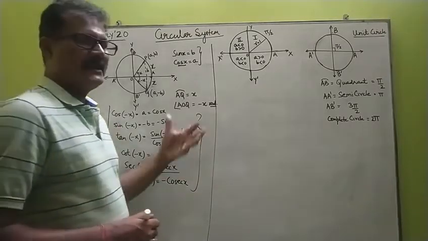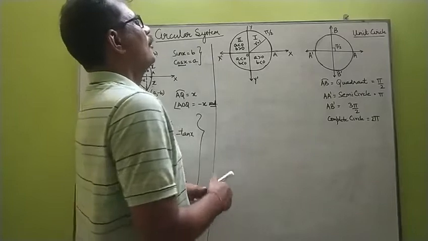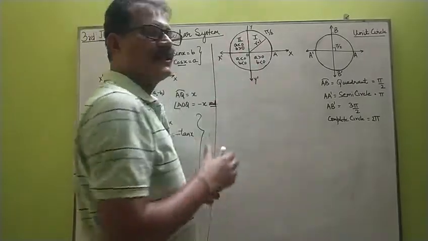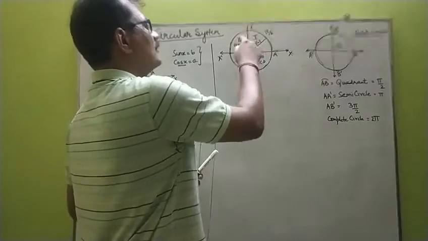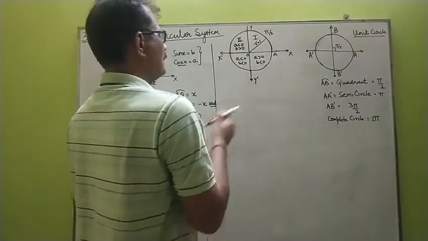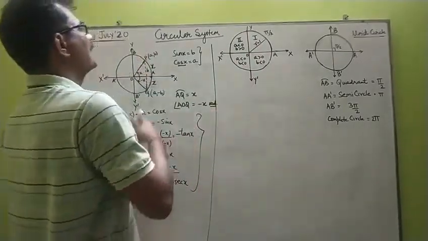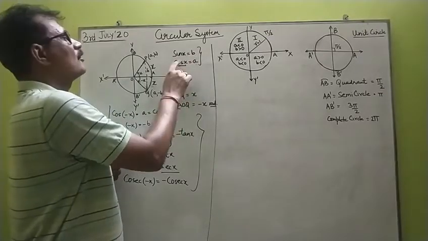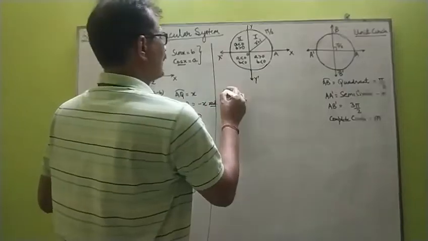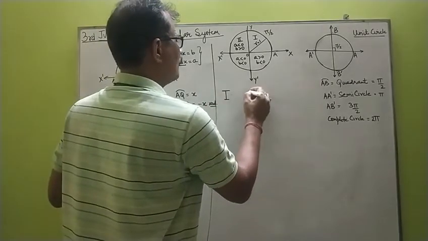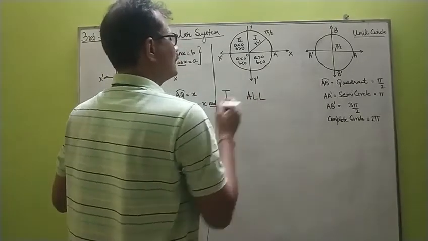Now, moving on to another concept here. What is the sign of the trigonometrical functions in different quadrants? In a unit circle, we already know that in the first quadrant, the value of sine x is plus b and cos x is also plus a. So all trigonometrical ratios in the first quadrant are positive.